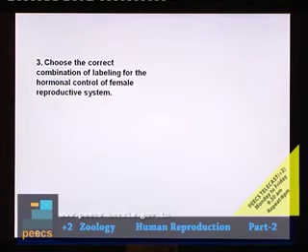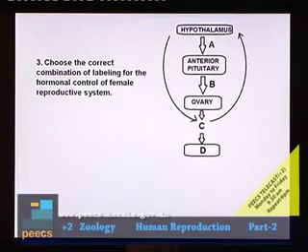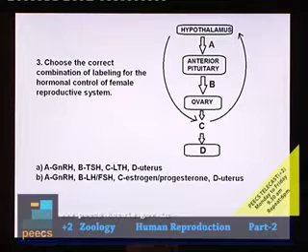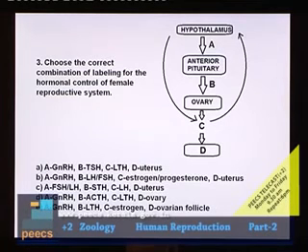Now coming to question number 3. Choose the correct combination of labeling for the hormonal control of female reproductive system. Here we have that diagram. Some structures or hormones are labeled as A, B, C, D. You have to find out the correct labeling from the set of options. What is A here? A will be a hormone released from hypothalamus and acting on anterior pituitary, and you can guess it is gonadotropin releasing hormone or GnRH. What is B here? That will be a set of hormones secreted from pituitary and acting on ovary. You know that it is FSH and LH.